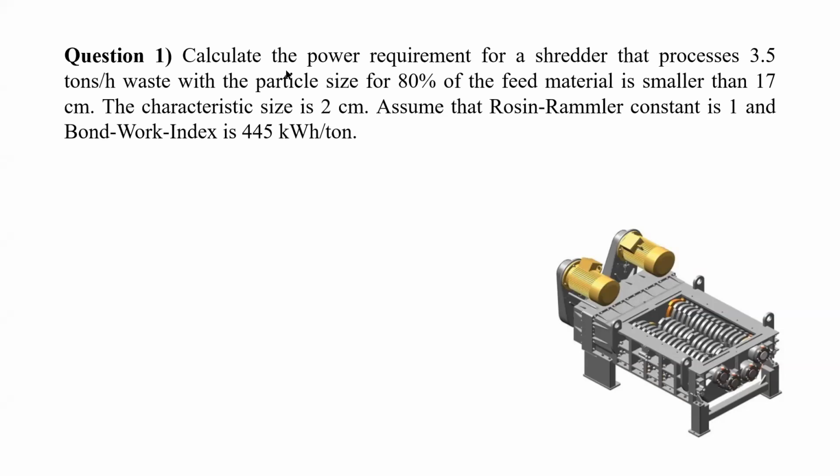In this question, the waste flow rate is given as 3.5 tons per hour. The question says that the size of 80% of the material is smaller than 17 centimeters on the feed side, and the characteristic size is specified as 2 centimeters. Moreover, the n constant and the Bond work index are given as 1 and 445 kilowatt hour per ton, respectively. Using the given information, we need to calculate the power requirement for a shredder.